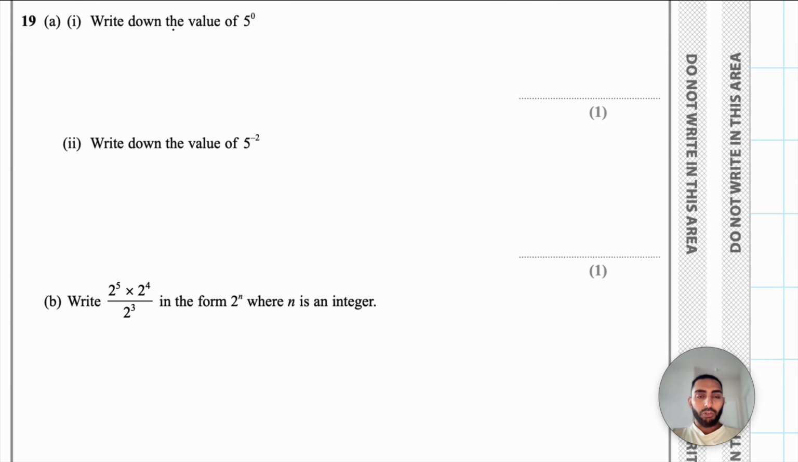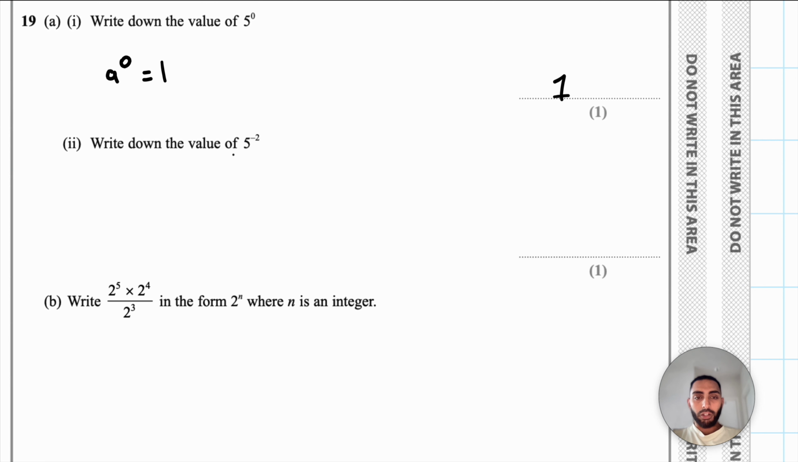Question 19. Write down the value of 5 to the power of 0. One fact that you need to know at GCSE is anything to the power of 0 is always going to be 1. It doesn't matter what that number would be. It could be negative, it could be 35, it could be 104. But if it's to the power of 0, it will always be 1. So the answer to that is just 1.